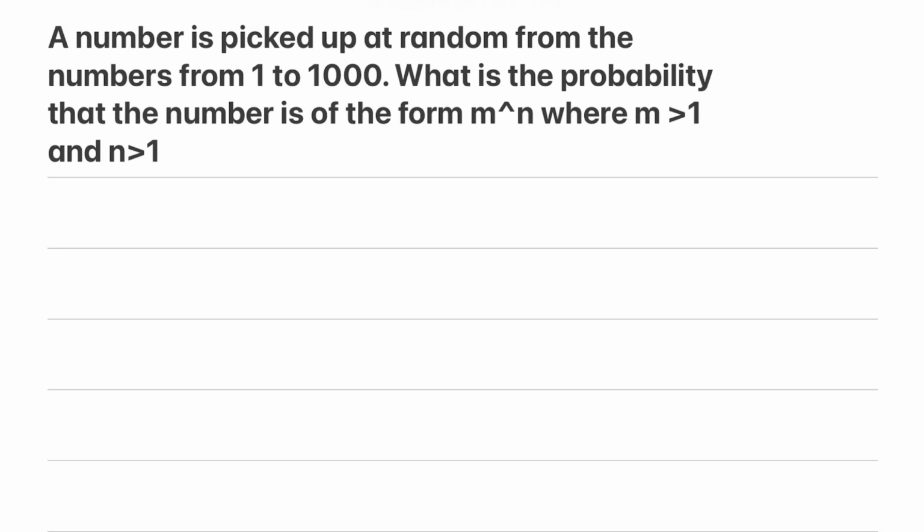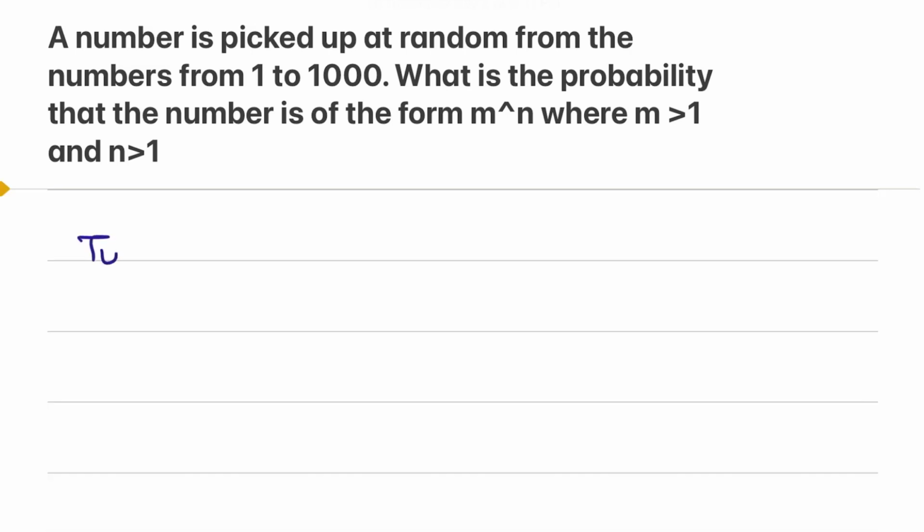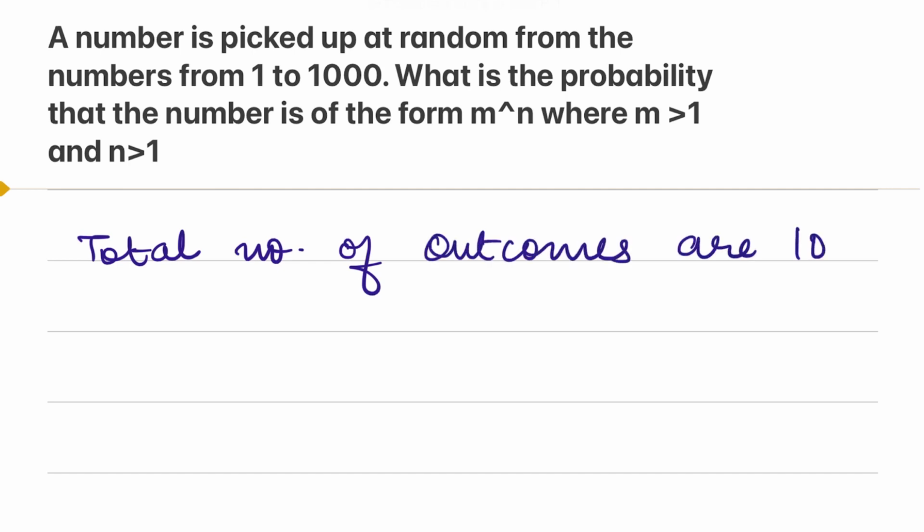Hello everyone. Yesterday one of my students asked this question and it was interesting. So let's do this. A number is picked at random from the numbers 1 to 1000. What is the probability that the number is of the form m raised to the power n, where m and n both are greater than 1? Here we know the total number of outcomes are 1000. Now let's write down the sample space, as we need to calculate the number of favorable outcomes.